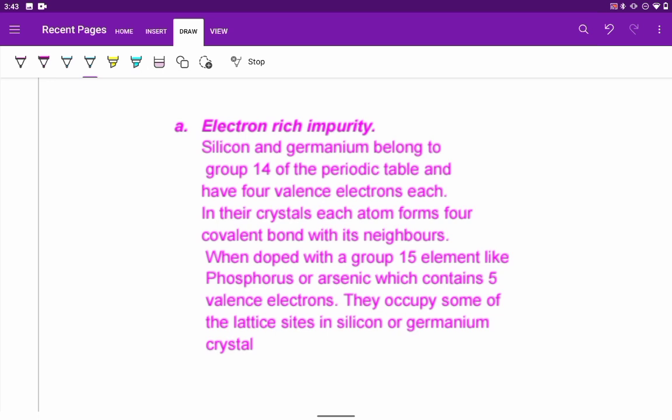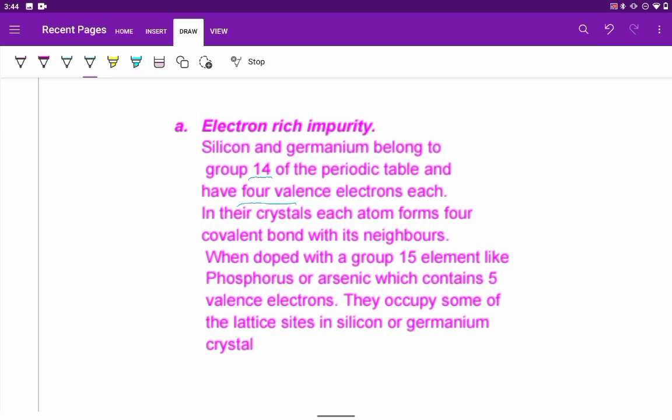Now see students, silicon and germanium belong to group 14 of the periodic table. Since they belong to group 14 of the periodic table, they have 4 valence electrons each. There will be 4 valence electrons, and in their crystals, each atom will form 4 covalent bonds with its neighbors.